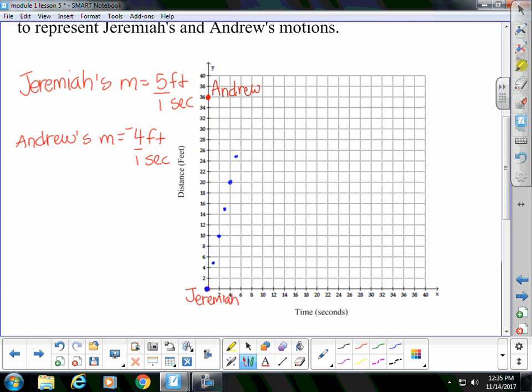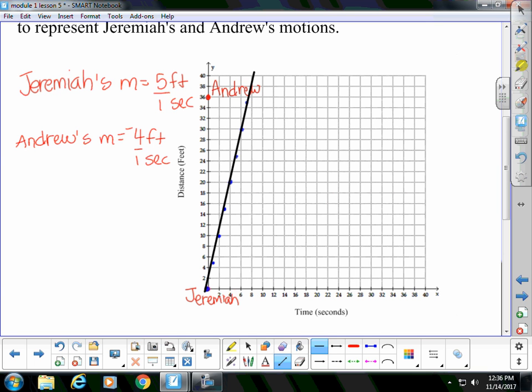What you'll notice happening here is that every other point is kind of in the middle of the squares. So up 5 more from 25 will take me to 30, and over 1 more will take me to 6. Up 5 from 30 takes me to 35, and over 1 more takes me to 7. So that's Jeremiah's graph. It's really tricky when the scale is not ones. So be really careful on those. Makes them hard to count.